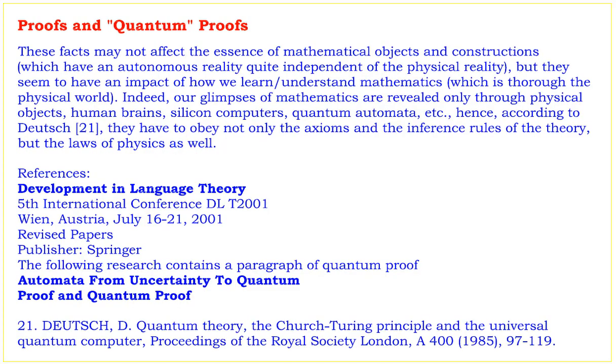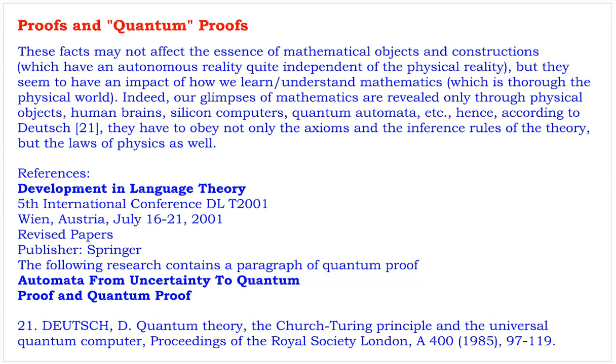These facts may not affect the essence of mathematical objects and constructions, which have an autonomous reality quite independent of the physical reality, but they seem to have an impact on how we learn and understand mathematics, which is through the physical world. Indeed, our glimpses of mathematics are revealed only through physical objects: human brains, silicon computers, quantum automata, etc. Hence, according to Deutsch, they have to obey not only the axioms and the inference rules of the theory, but the laws of physics as well.